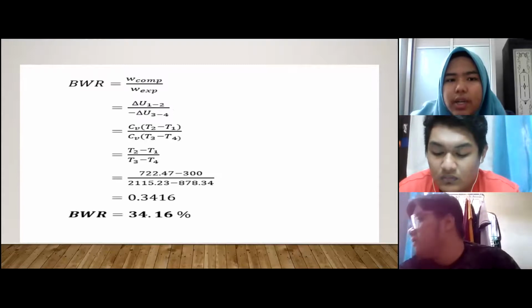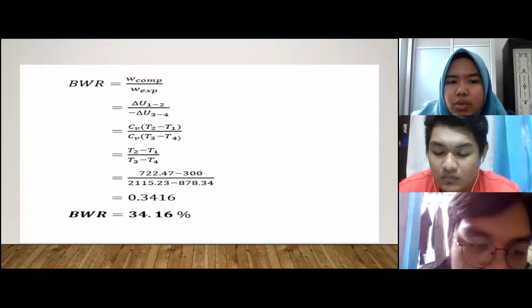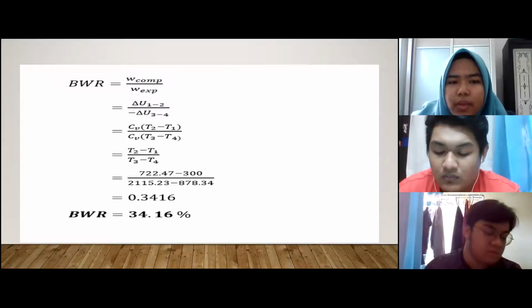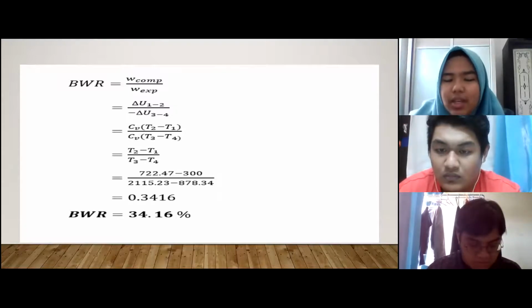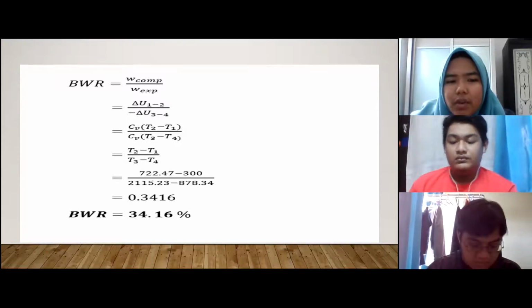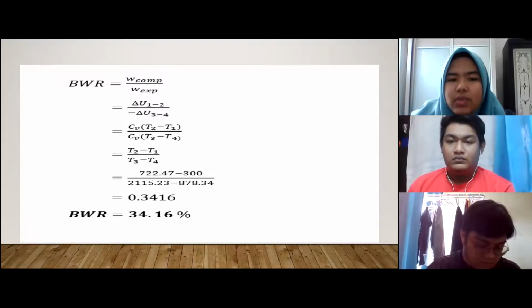We also can find the backward ratio of the cycle by using the equation BWR is equal to W compression over W expand. So it's equal to U12 over negative U34. Then it is equal to CV times (T2 minus T1) over CV times (T3 minus T4). Then we can cancel the CV because it is the same. We get (T2 minus T1) over (T3 minus T4).